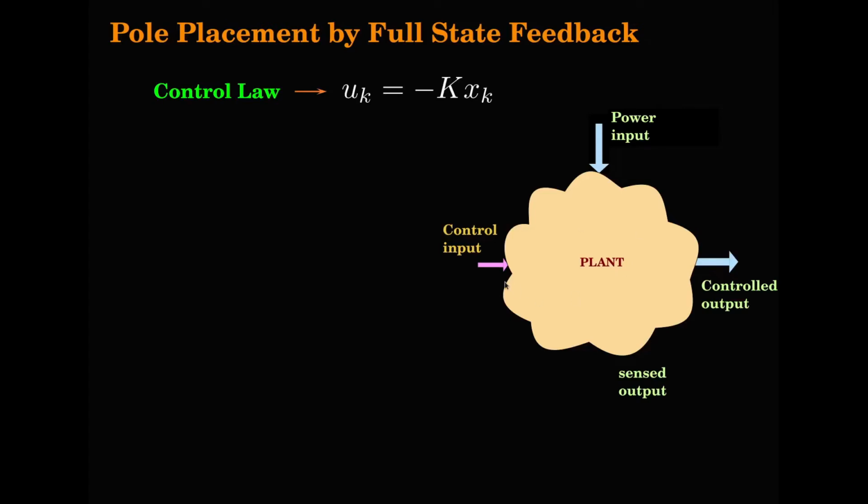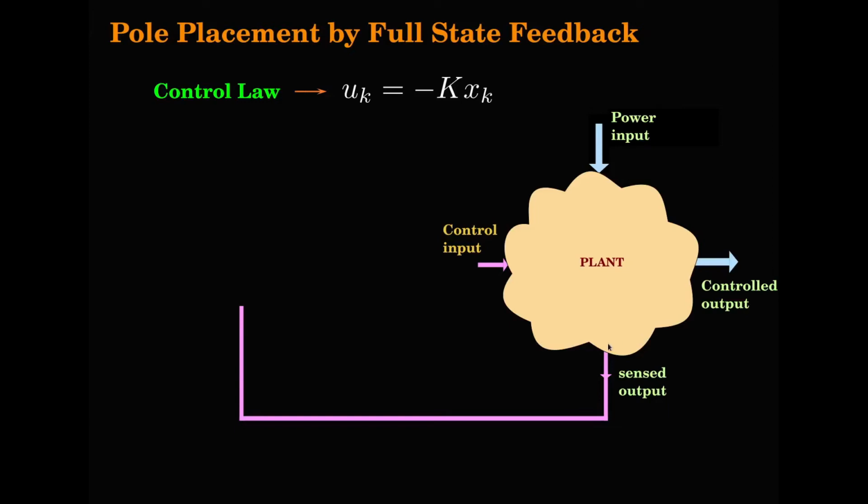uk, the control input, is given as minus k xk, where k here is the gain matrix, or the set of gains, and xk is the state vector. So the information in the state vector multiplied by a set of gains is what is going to give you the control input for this particular plant. So this is called the control law, or the full state feedback control law for the system. So let us see how this comes about.